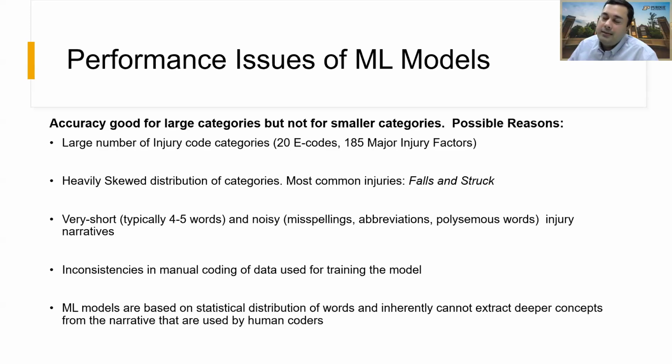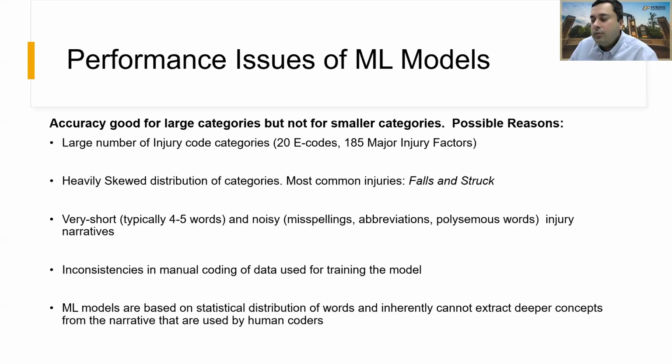Also, the traditional machine learning models were just using the statistical distribution of words, and they were not able to utilize the semantic or syntactic information of the words in the narrative. By semantic, we mean the meaning of the words, the contextual meaning of the word, and syntactic information is how the subject, object, verb, or the linguistic relationships between the different words in the narrative. We as humans can see that and utilize that information if people are doing coding manually, but the machine learning models are not able to do that on their own.